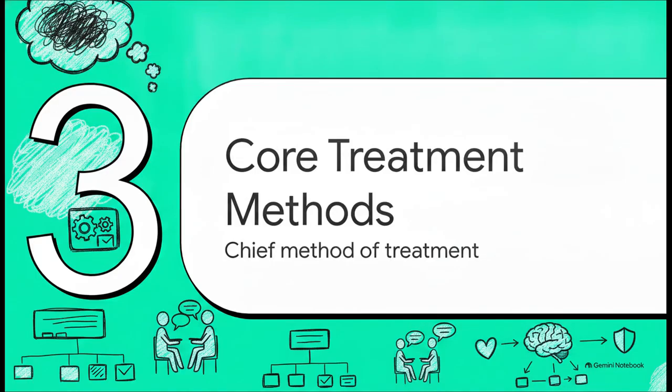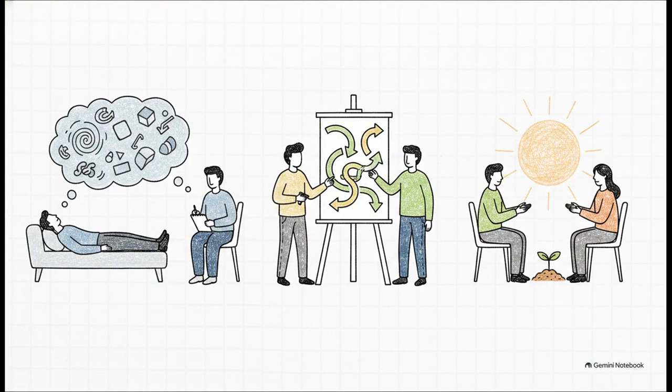Moving right along to parameter 3, core methods of treatment. What does the actual work in the room look like? As you might guess, the methods are radically different. If you see a psychodynamic therapist, you might literally lie on a couch and say whatever pops into your head, a process called free association, while also talking about your dreams.